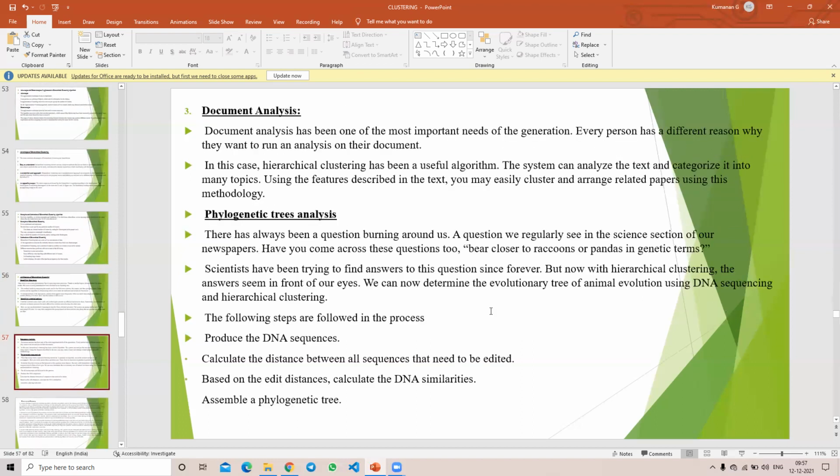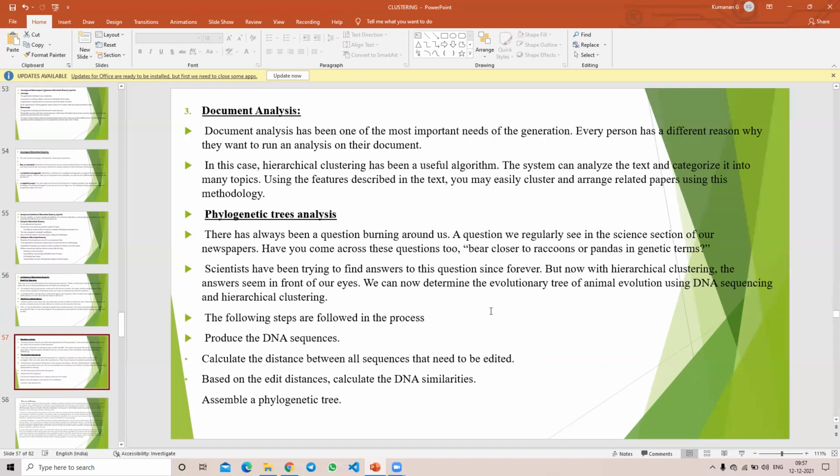Document analysis. Document analysis has been one of the most important needs of this generation. Every person has a different reason why they want to run an analysis on their document. In this case, hierarchical clustering has been a useful algorithm. The system can analyze the text and categorize it into many types. Using the features described in the text, you may easily cluster and arrange related papers using this methodology.